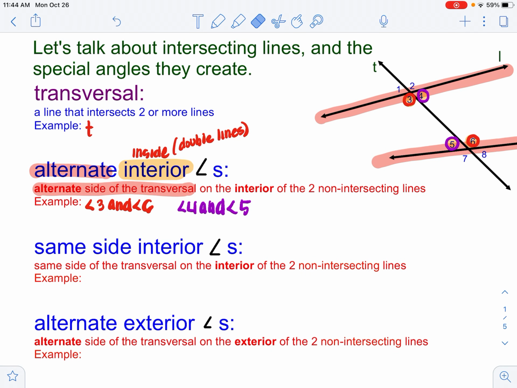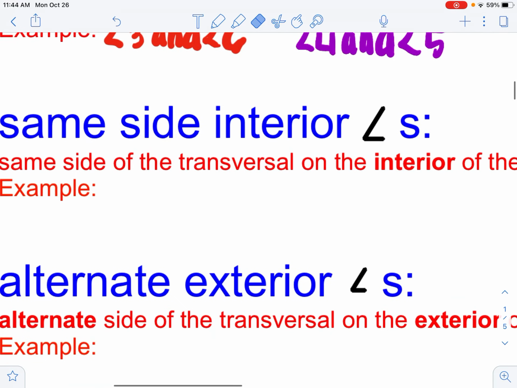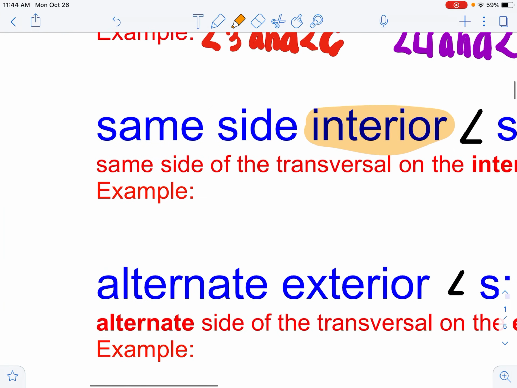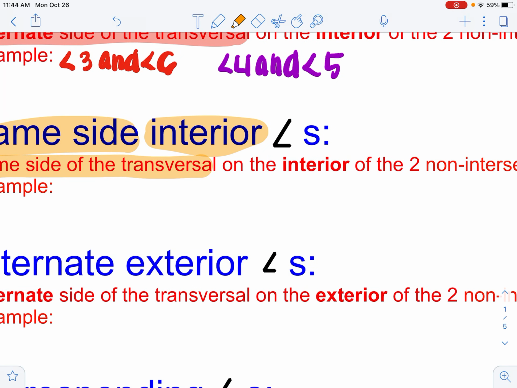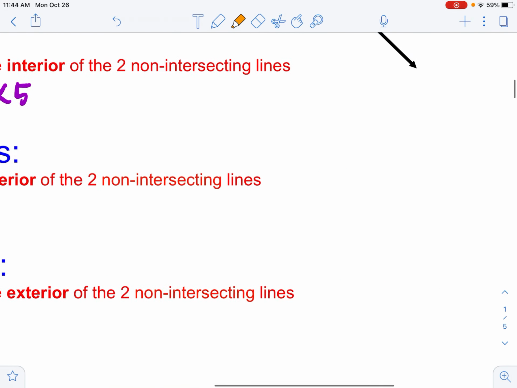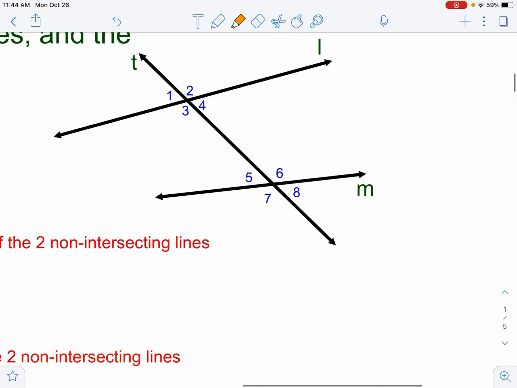All right, now let's talk about same side interior angles. So same side interior angles, I think it's an even easier vocabulary set here. Interior, inside. Same side, same side. I don't have to give you different definitions. So these are going to be on the same side of the transversal on the interior of your two non-intersecting lines. Okay, the double lines is what I like to call them.